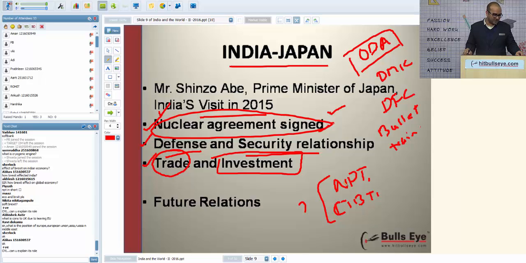Piyush, I've asked you to Google NPT, that is not very important as far as your GDPIs are concerned this particular year.